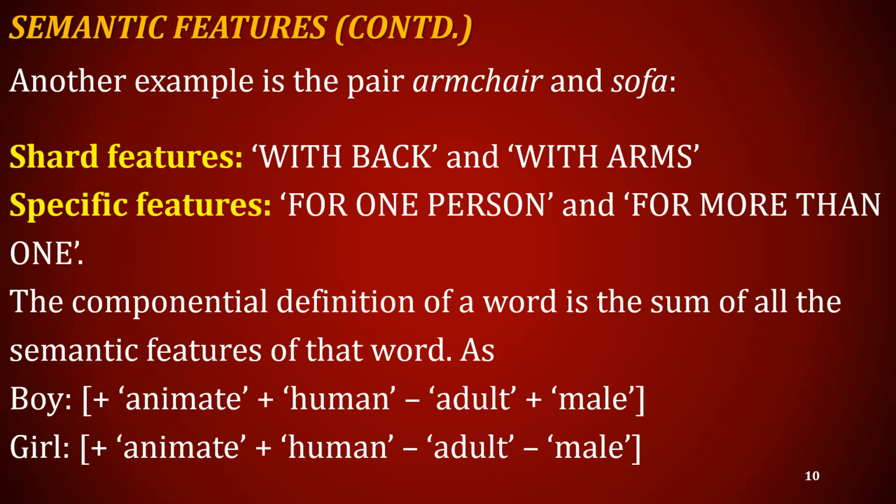Another example is the pair armchair and sofa. The shared features are with back and with arms, while the specific features are for one person and for more than one. In fact, the componential definition of a word is the sum of all the semantic features of that word. For example, boy is plus animate, plus human, minus adult, and plus male, while girl has the semantic features of plus animate, plus human, minus adult, and minus male.